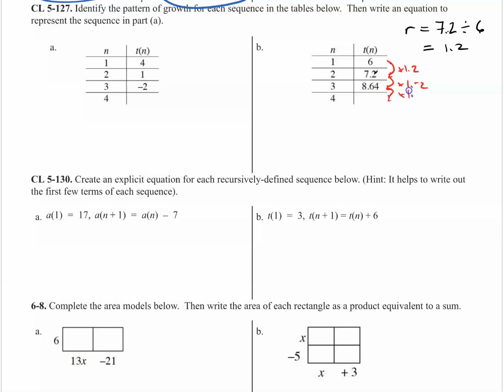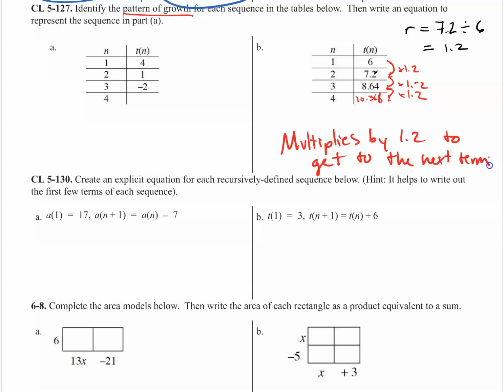And if I times by 1.2 again, I get 10.368. So the pattern of growth there multiplies by 1.2 to get to the next term. It says to write an equation only for A. So do A and then write the equation.